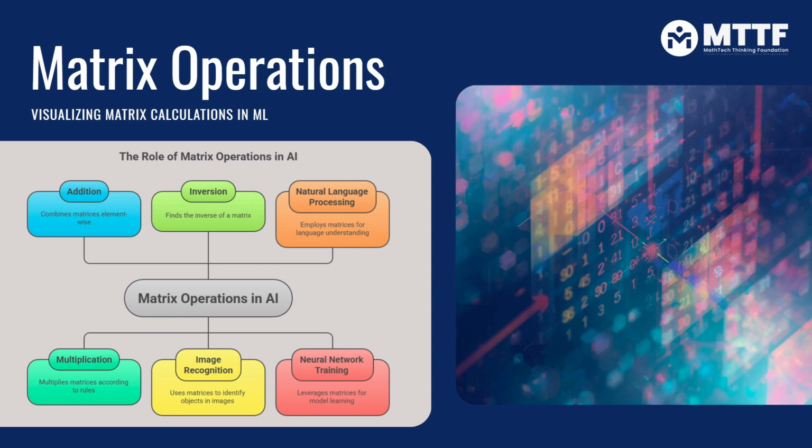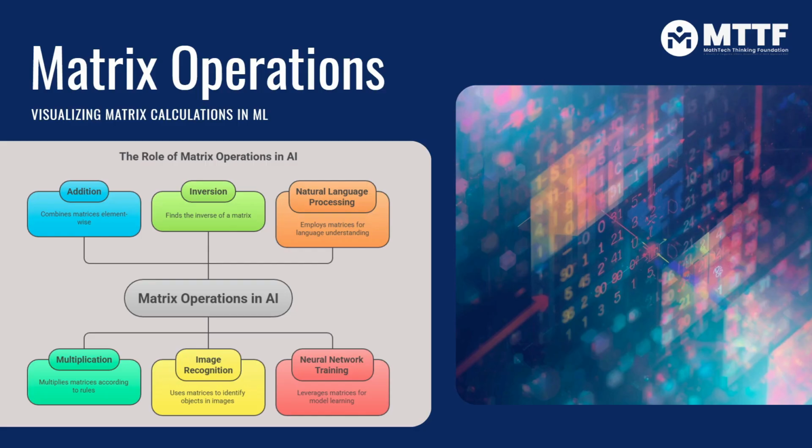Matrix inversion plays an important role in optimization and solving systems of equations, especially in classical machine learning methods. These operations are not abstract, they directly enable real-world applications. In natural language processing, words and sentences are represented as matrices that capture meaning and context. In image recognition, pixel values are organized into matrices, allowing machines to detect edges, shapes, and patterns.